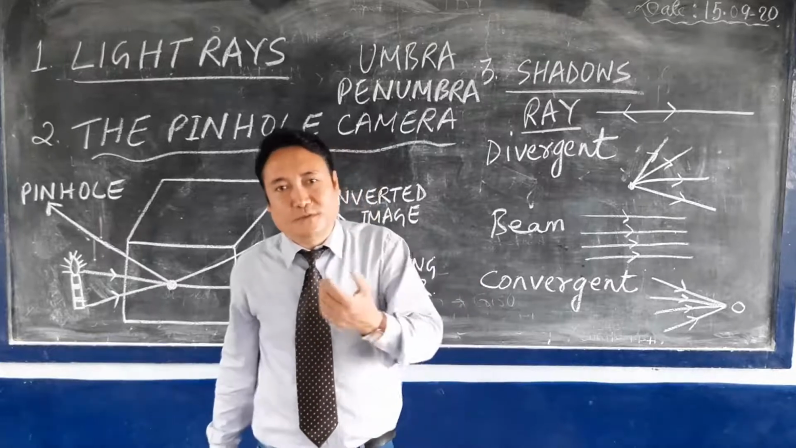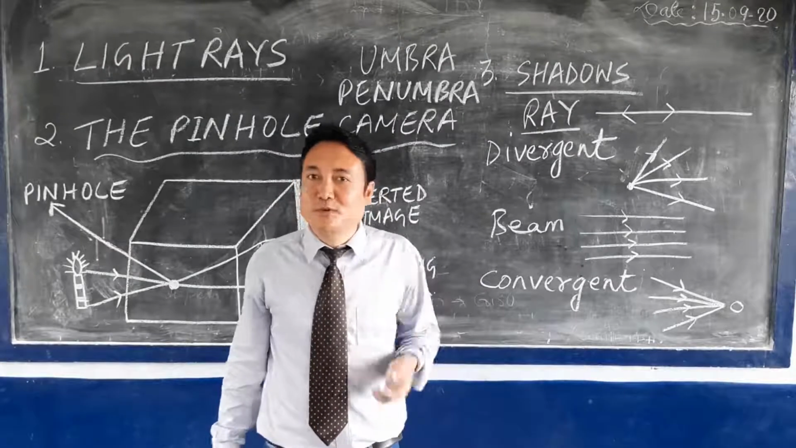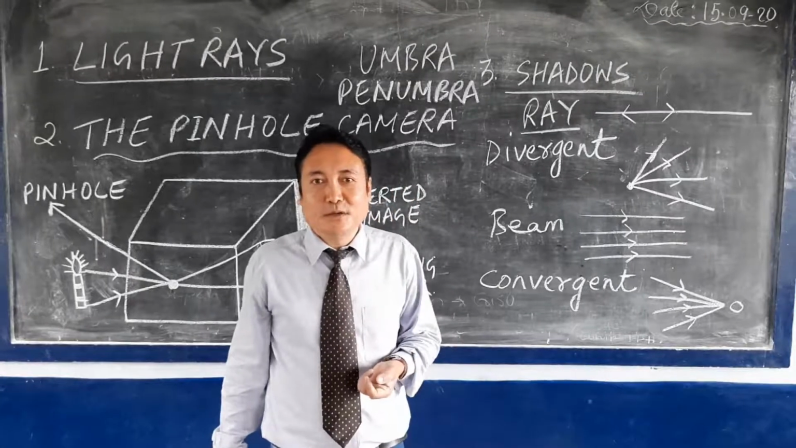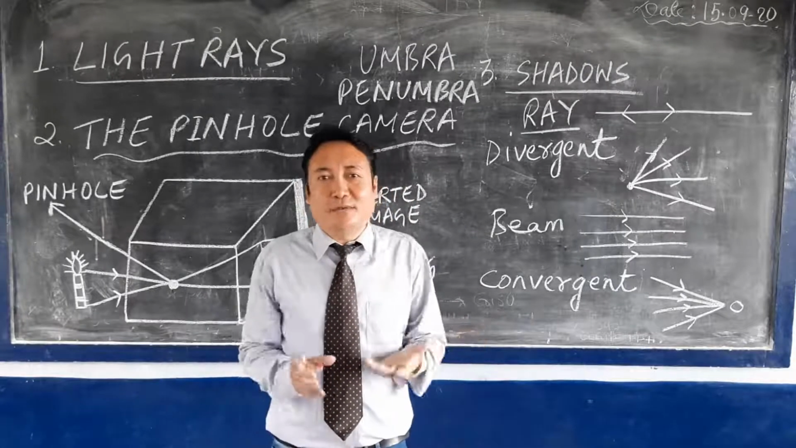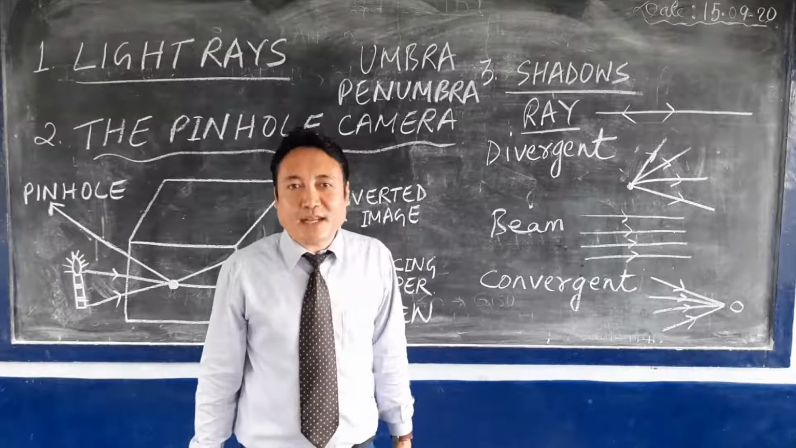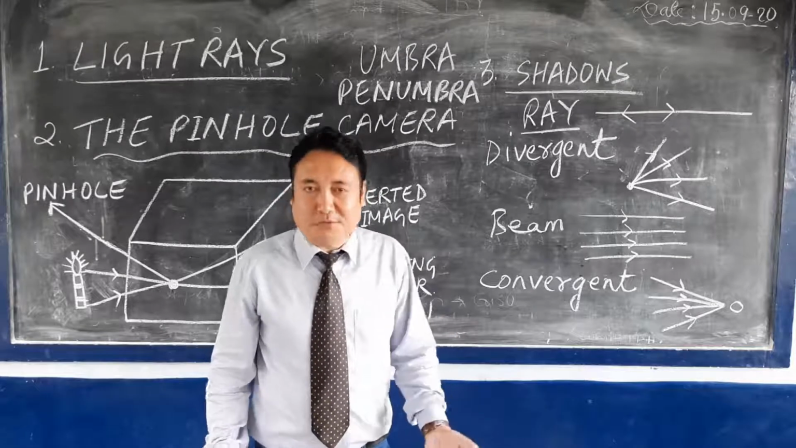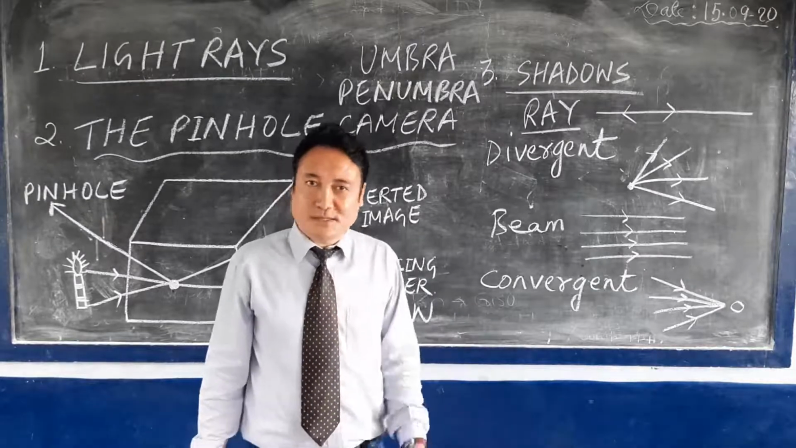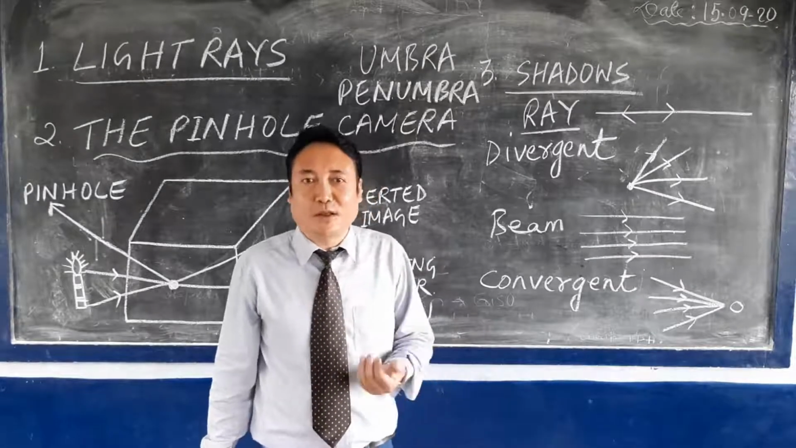When you move, your shadow will also move along with you. When you dance, the shadow will also dance along with you. Whatever activities you do, the shadow will also follow the activities which we perform. So that means the shadow always moves along with us.